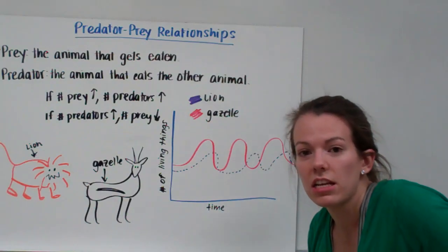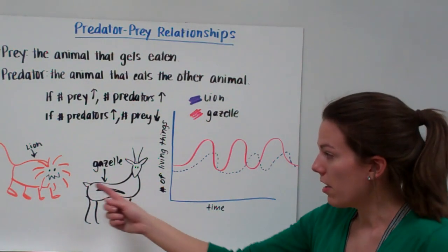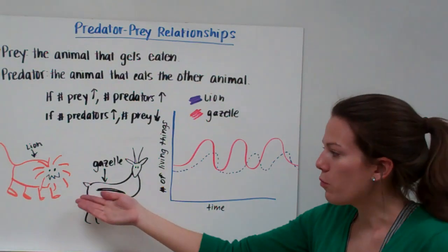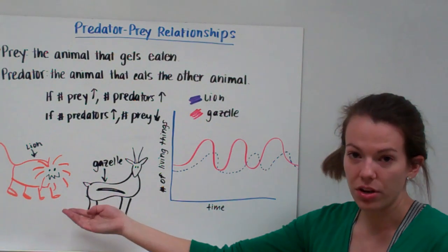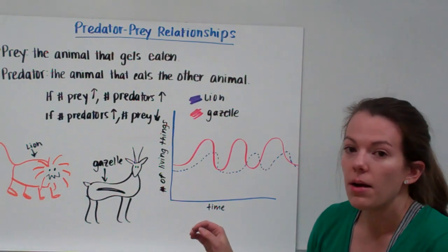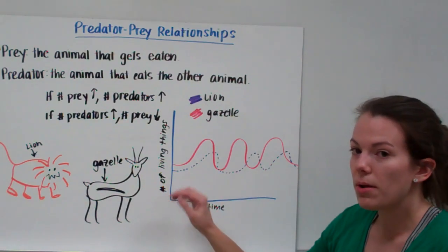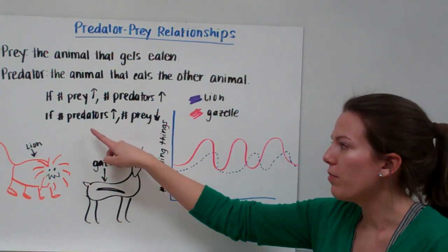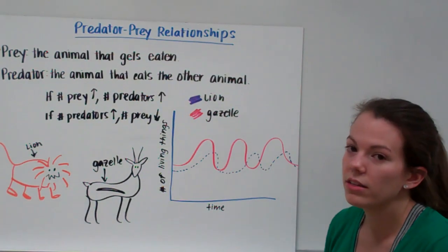Now, something interesting about predators and prey is that if the number of prey increases, so if the lion has more food, the lion will be better able to survive and reproduce, and so the number of predators, or the number of lions, will increase if there's more gazelles. But if the number of lions increases, they're going to eat all the gazelles, and so the number of gazelles will decrease. So if the number of predators increases, we'd expect the number of prey to eventually decrease.